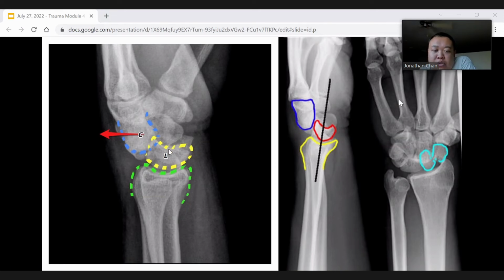So the lunate and the radius are in the same place, and the capitate is displaced dorsally here. Here's another view of it right here. On the right side, we see the radius right here, and we see the lunate in contact with that, but over here we see that the blue capitate is displaced. And on the PA lateral view, we can see kind of a loss of joint space between the lunate and the capitate.